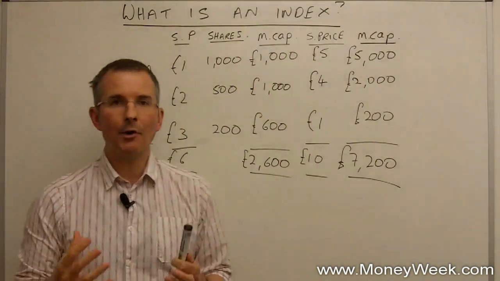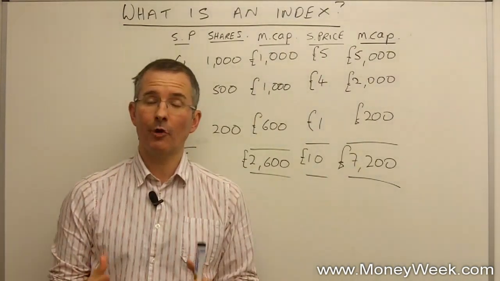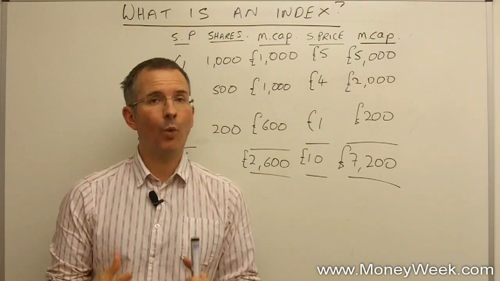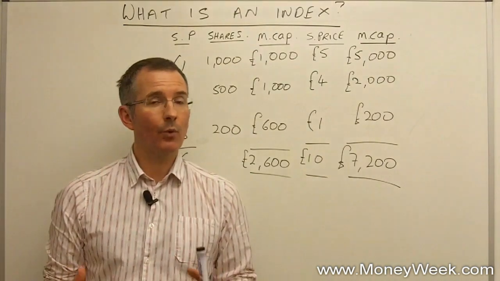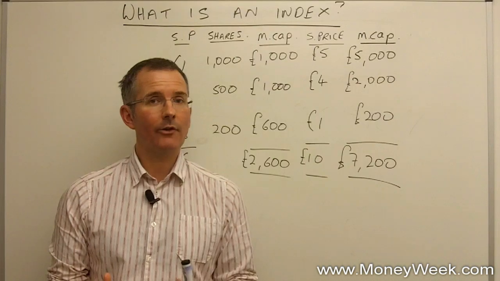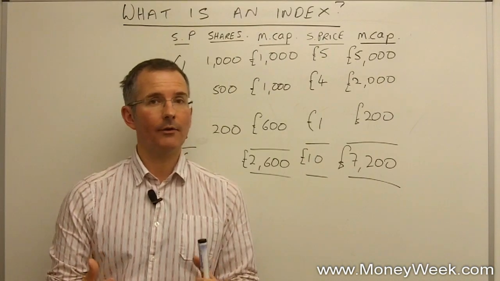Now that's a lot of numbers, and what's the point? Well, here's the question. How do I put an index together that shows the performance of these companies over time? And there isn't one answer to that question. Most indices, like the UK indices, work off market capitalization. They say you want to size weight the indices.